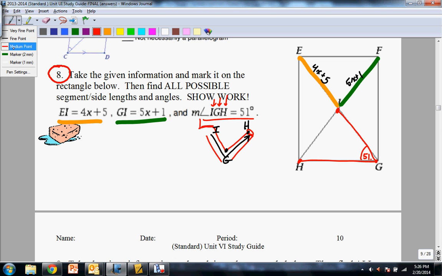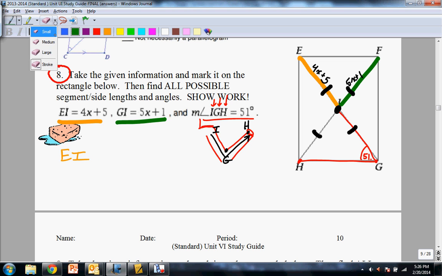Okay. Now, ask yourself, what do we know about rectangles? Several things. One, we know the diagonals bisect and they're equal in length. So all four of these pieces are equal. That means we can do this. We can say EI is equal to GI. From there you can circle, plug, chug, and you solve for those sides.